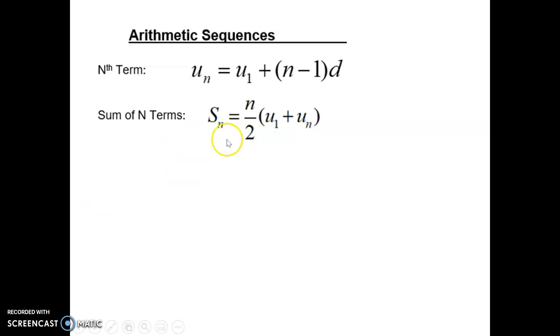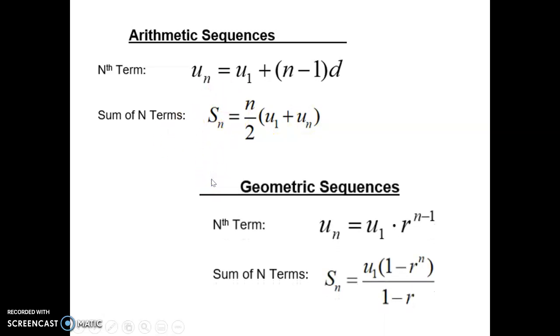To find the sum of an arithmetic sequence, we use this formula. This formula gives you the sum of all the terms. For example, if you said s sub 8, that would mean the sum of the first 8 terms in the sequence, and that is found by doing this. Here we have term 1, here we have the final term of the terms you want to do the sum of, and that's the formula there.